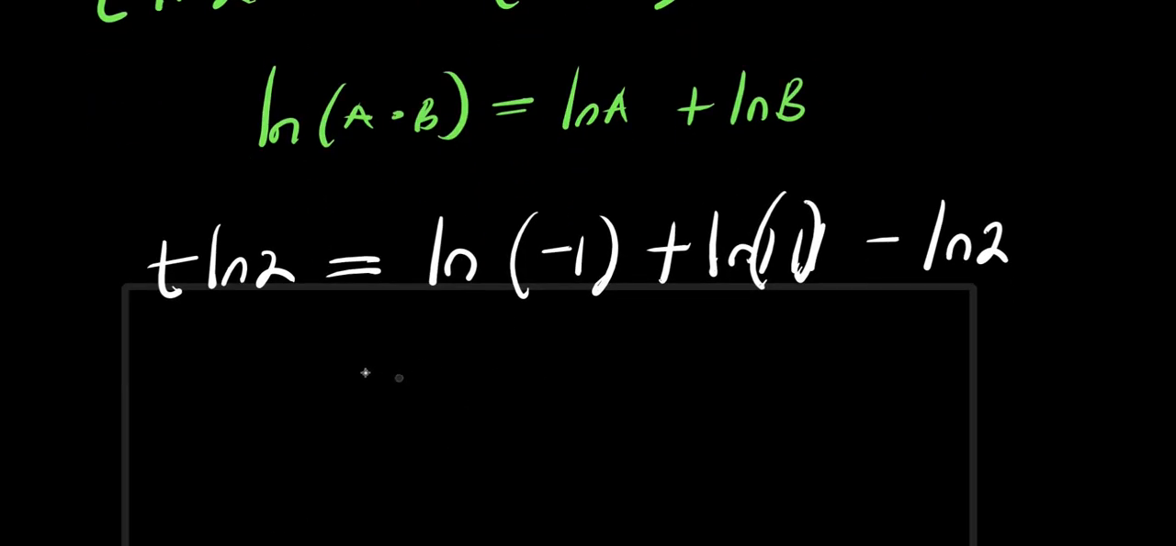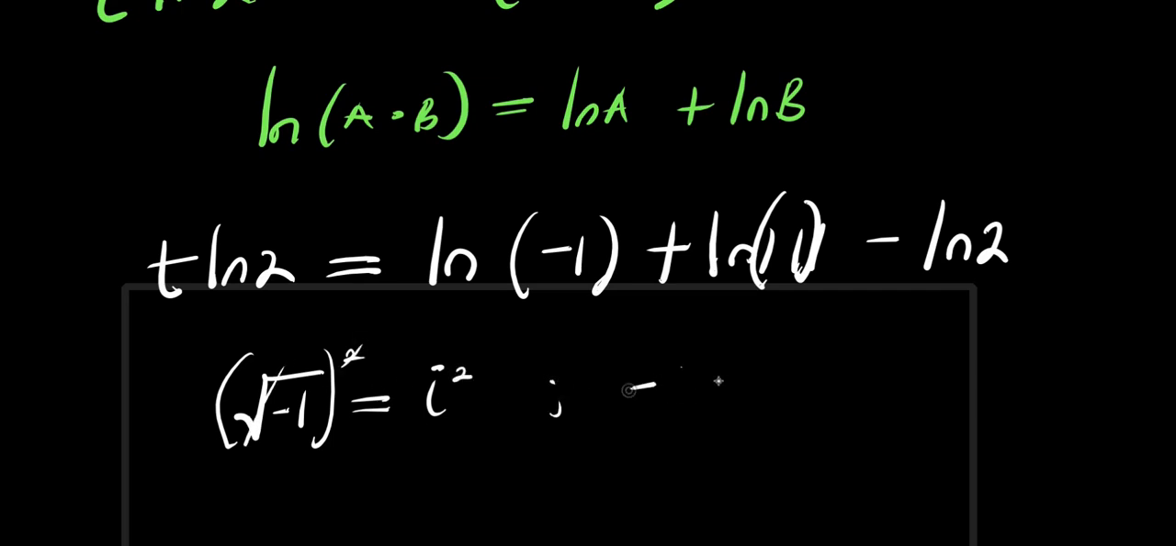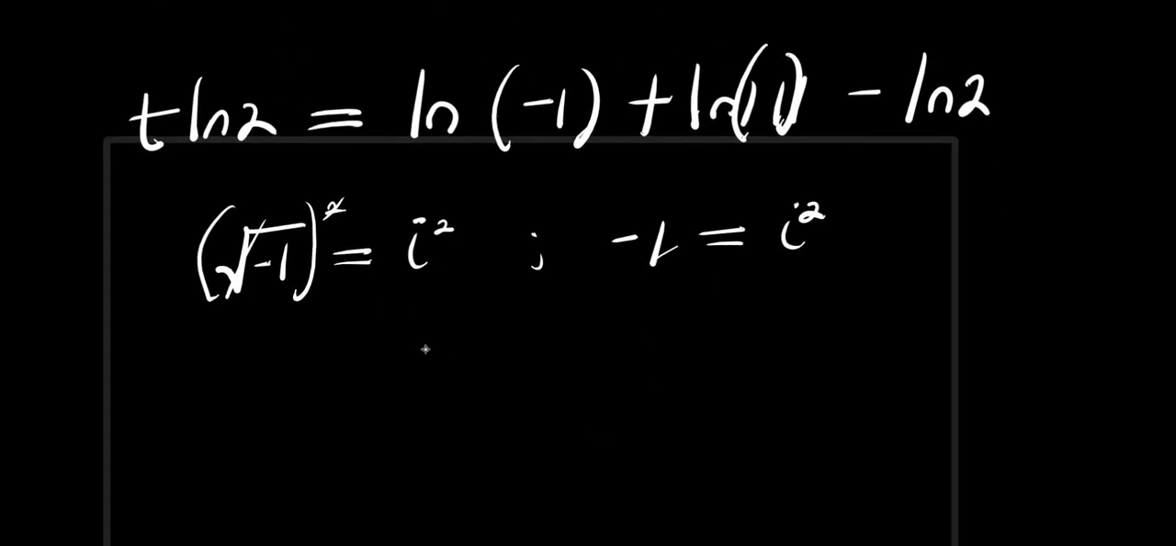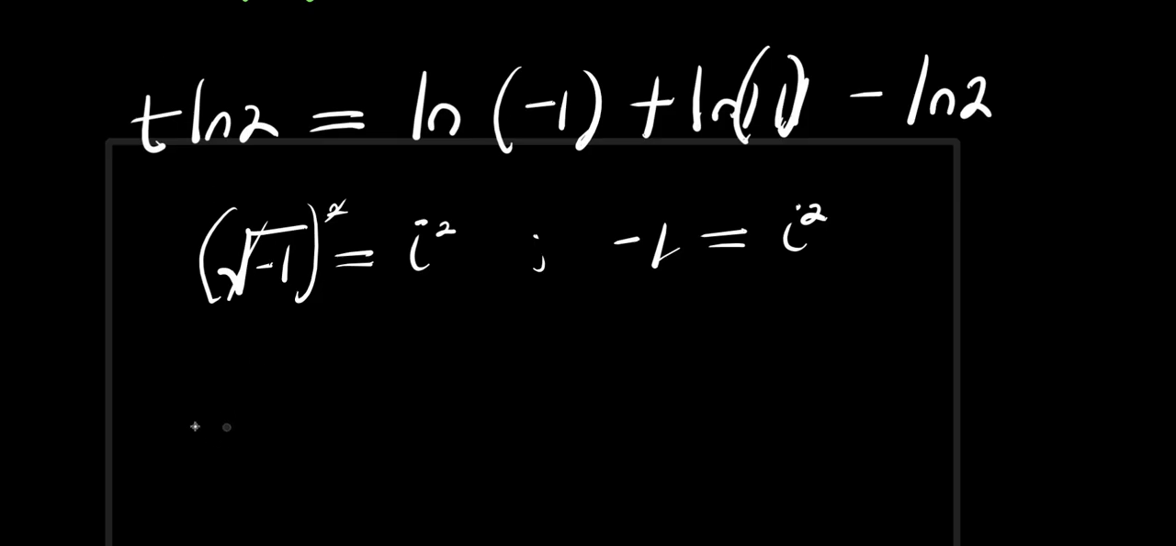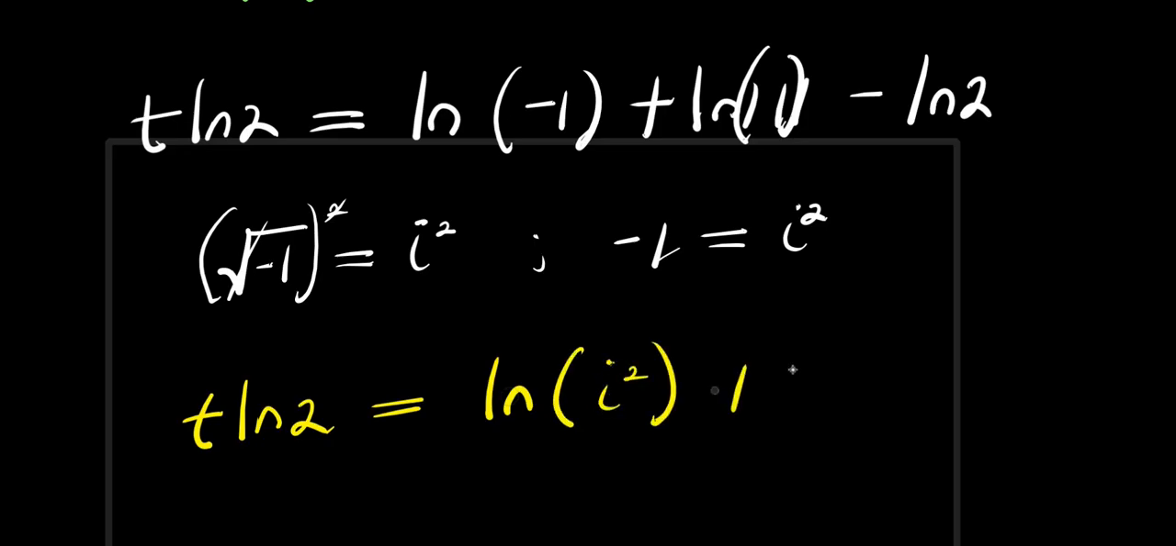So if you have this -1 here, you have the square root of -1, this equals i. Now, if you take the square of this, it cancels this, meaning -1 is the same as i^2. So because of that, we are simply going to have t times ln 2 equals ln of i^2 plus ln 11 minus ln 2.